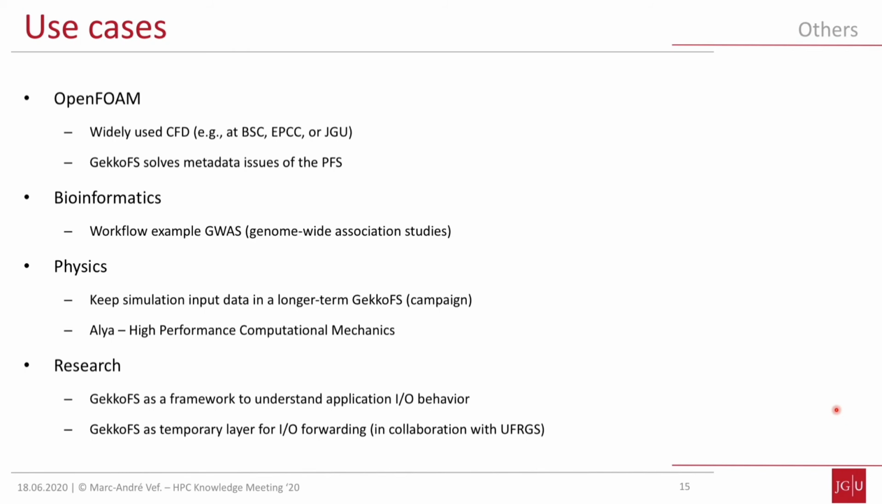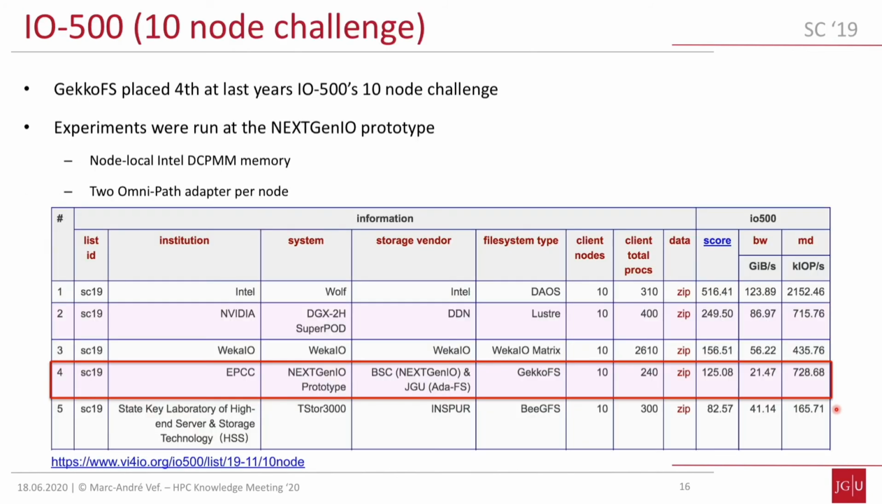Next I want to talk about some results. At Supercomputing last year, we submitted to the IO500 10-node challenge and placed fourth, which we were very, very happy about. These experiments were run on the NextGenIO prototype, which uses DC persistent memory and 2 Omni-Path adapters per node. There is a new submission deadline next month where we will also submit, and we hope that we will get a much higher score there. So keep an eye out on this one.